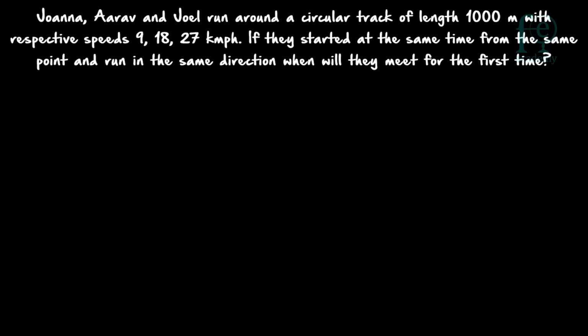So today's question is, Joanna, Adav and Joel run around a circular track of length 1000 meter with respective speeds 9, 18, 27 km per hour. If they started at the same time from the same point and run in the same direction, when will they meet for the first time?